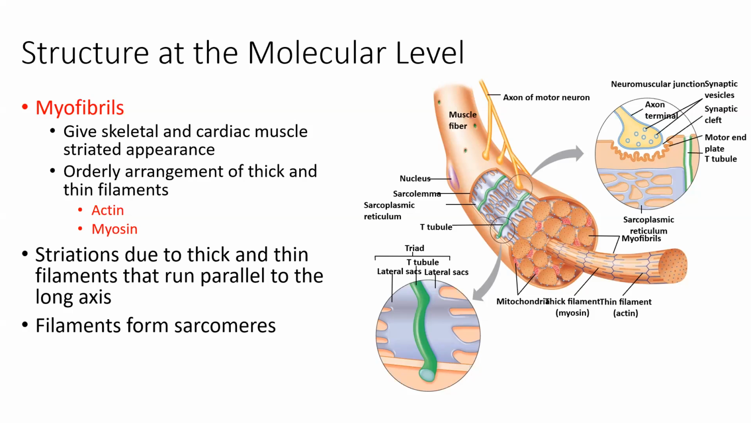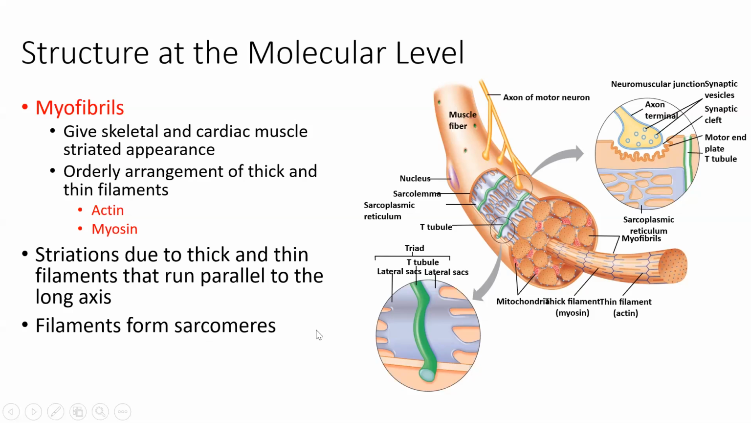The myofibrils are actually orderly arrangements of two smaller filaments, actin and myosin. Actin we call the thin filament. It's made of a smaller or a thinner protein, hence we call it the thin filament. Myosin is made of a thicker protein, and so we call it the thick filament, okay? And these are the repeating units that we see along each of our myofibrils.